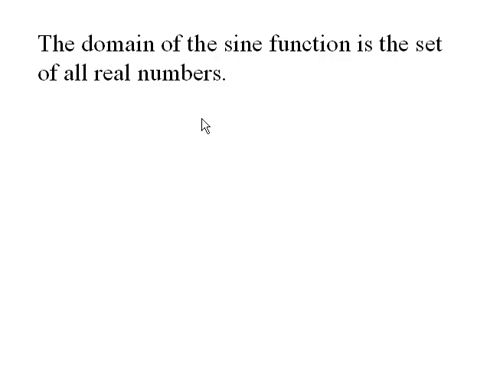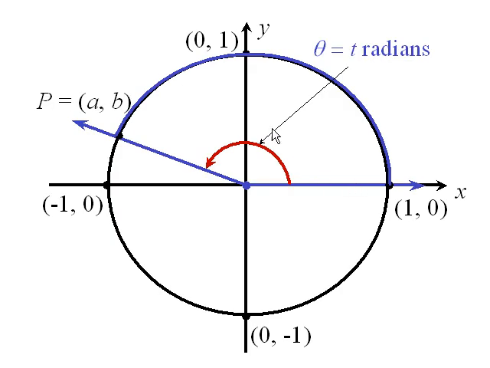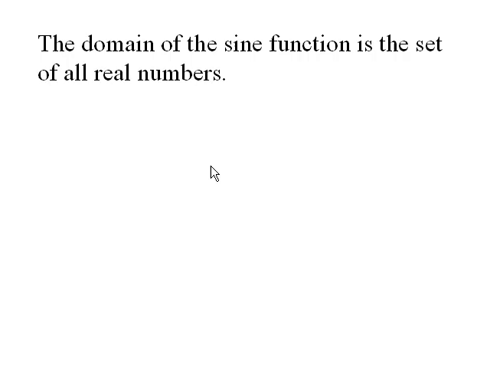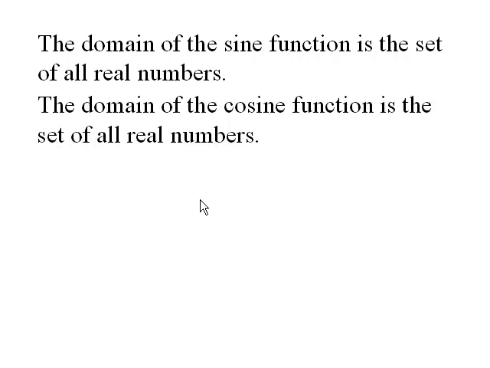The domain of the sine function is the set of all real numbers. There's no number in this picture that you can't spin around and assign an ordered pair on the circle to. Any value works, any value is acceptable, any values in the domain. The domain of the cosine function works for any value.